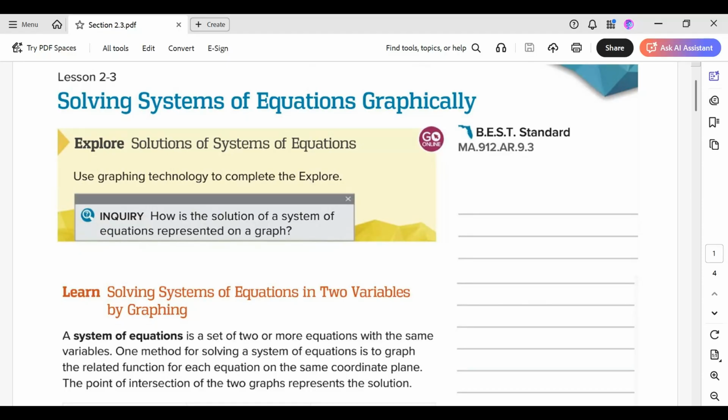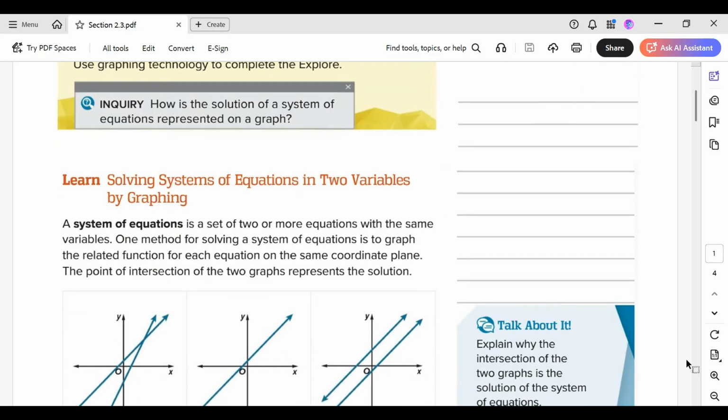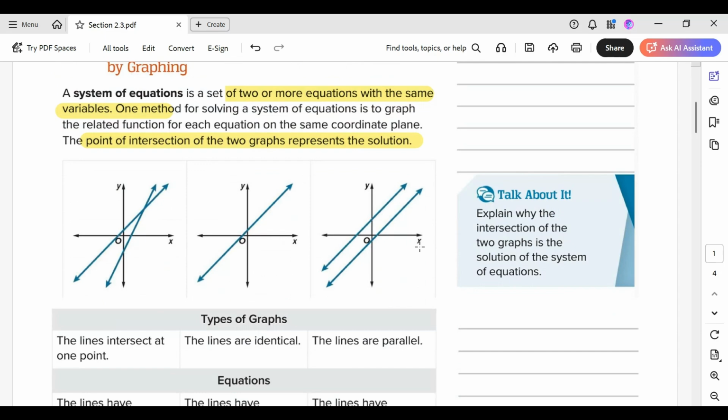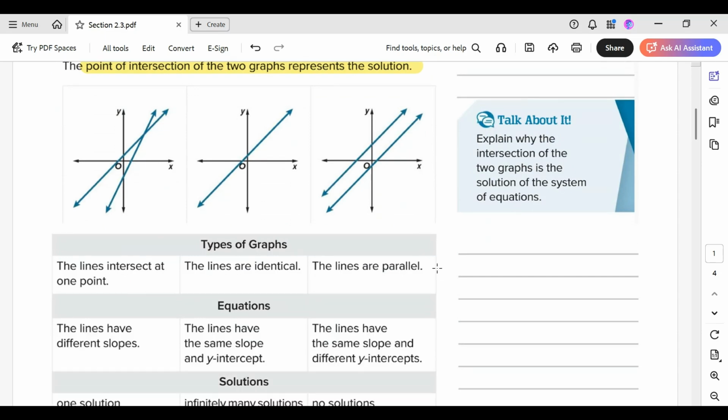Lesson 2.3, Solving Systems of Equations Graphically. It's MA 912, AR 9.3. So again, a system of equations is a set of two or more equations with the same variables. We have one method which is called graphing, and the point of intersection of the two graphs is going to represent the solution. So there are some types of graphs that we have.